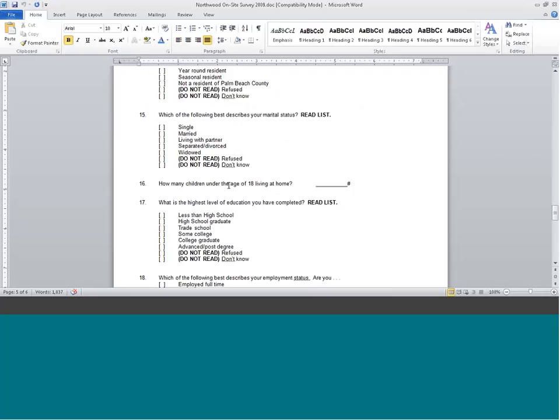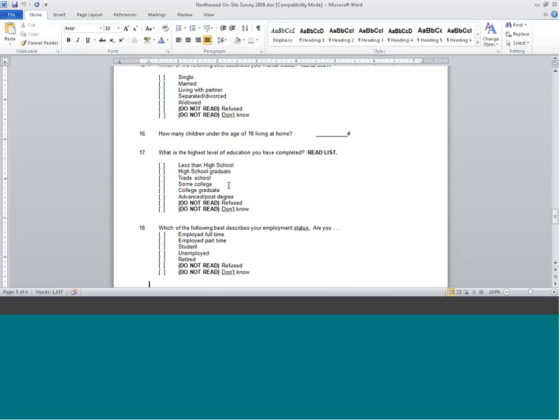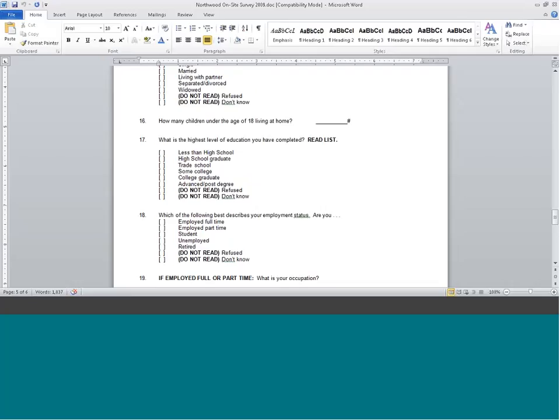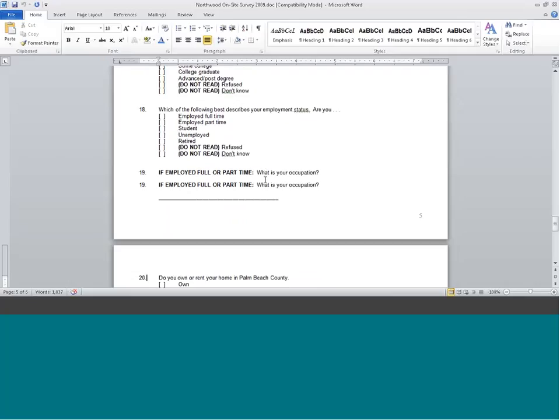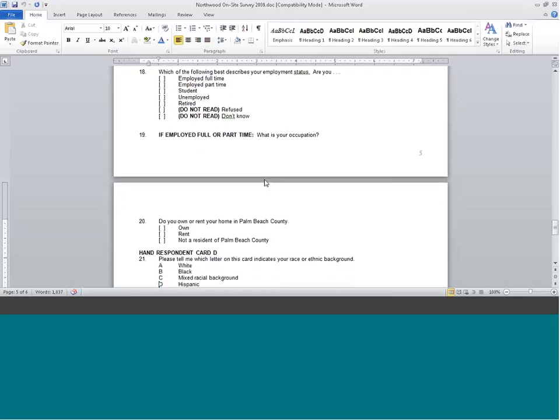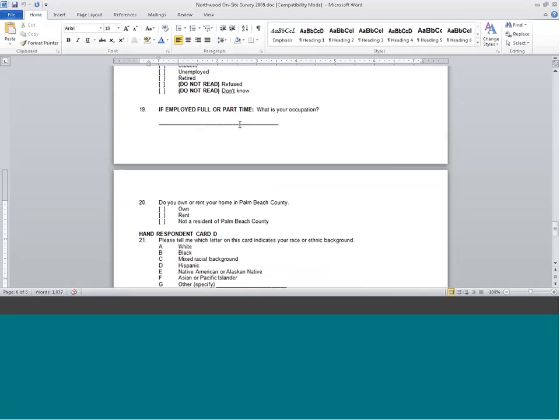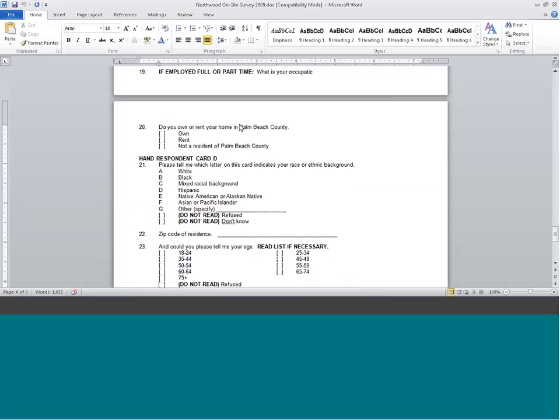Again, these are demographic questions that will most likely be independent variables on your detailed tabulations. So you're going to analyze your data by these things. How many children? What's the highest level of education? Again, this could have been a write-in, but this one is easier as a closed-ended question. Employment status. What's your occupation? Sometimes that will actually be a list that someone will choose from, but they want a little bit more granularity here, so they're asking them to write it in. Do you own or rent your home, which is question 20.